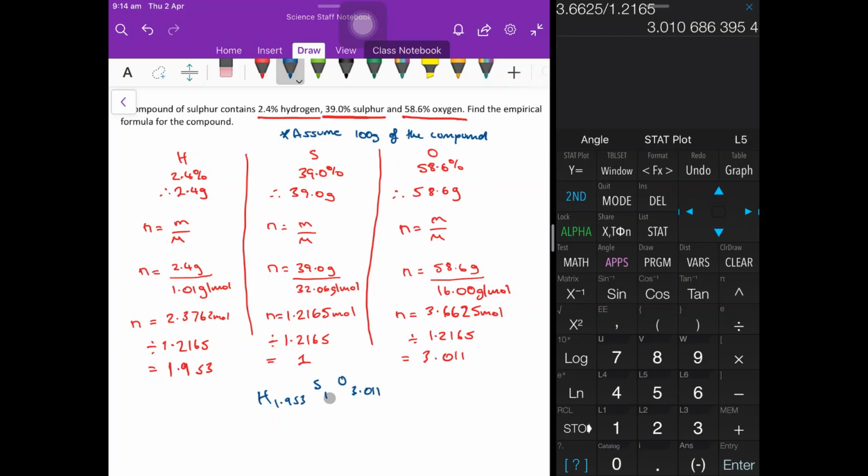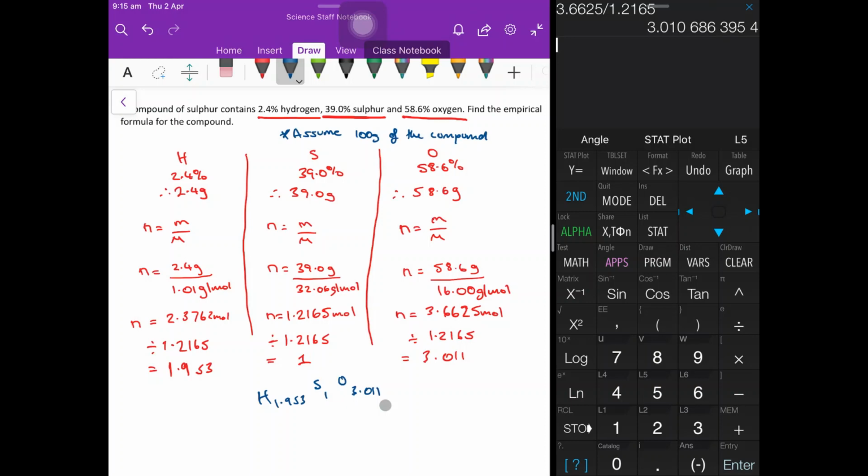Now this is where students, I often find, get a bit confused or unsure about when we're able to round these values up to whole numbers. It's a common sense approach, and it's an experience approach. The more you do these, the easier this becomes. We're actually able to round this value here, 1.953, and this value here, 3.011, to the nearest whole number.